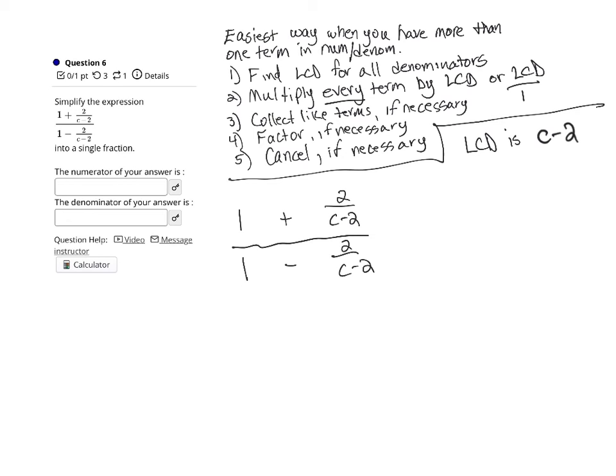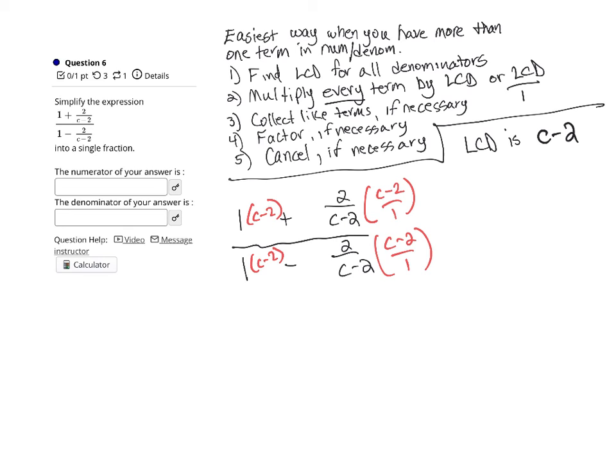C minus 2. So now I'm going to multiply each term by c minus 2 if it's not a fraction, and c minus 2 over 1 if it is. So this 1 is not a fraction, so I'm going to multiply it by c minus 2. This is a fraction, so I'm going to multiply it by c minus 2 over 1, because c minus 2 and c minus 2 over 1 are the same thing. This is not a fraction, so c minus 2. This is a fraction, so c minus 2 over 1.